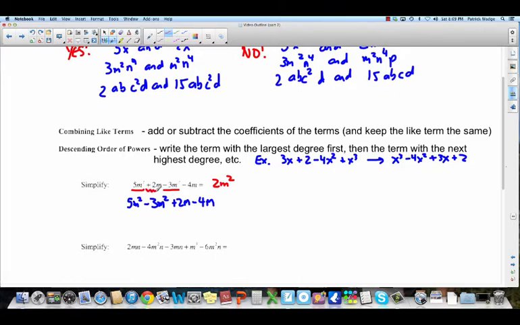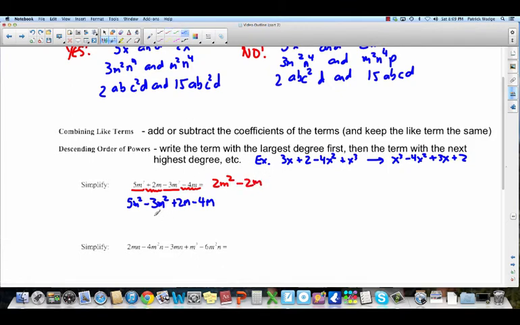I have this positive 2m, notice I underline the sign, and I also have a minus 4m. I'll do a different underline style so I don't get confused. So I have positive 2m, take away 4m. So positive 2 take away 4 is negative 2, and then I keep the m the same.